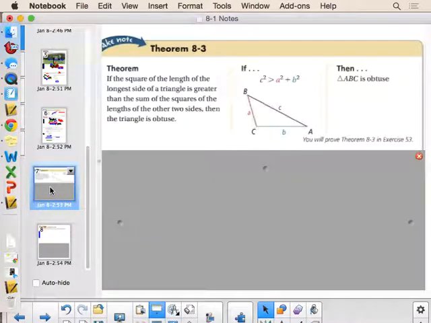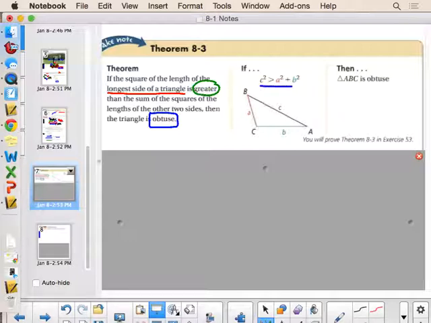Rounding out the first section of Chapter 8, we deal with the fact that not all triangles will be right. So here's our test to figure out what kind of triangle we have. If the square of the length of the longest side of a triangle is greater than the sum of the squares of the lengths of the other two sides, then we have an obtuse triangle. So I'm testing whether this statement holds true: is c squared greater than a squared plus b squared? If this is true, then we have an obtuse triangle.